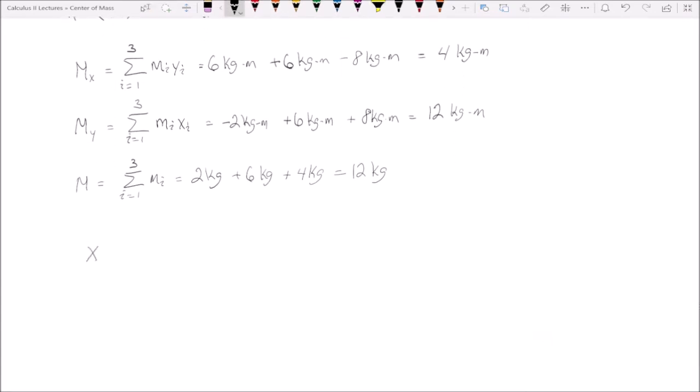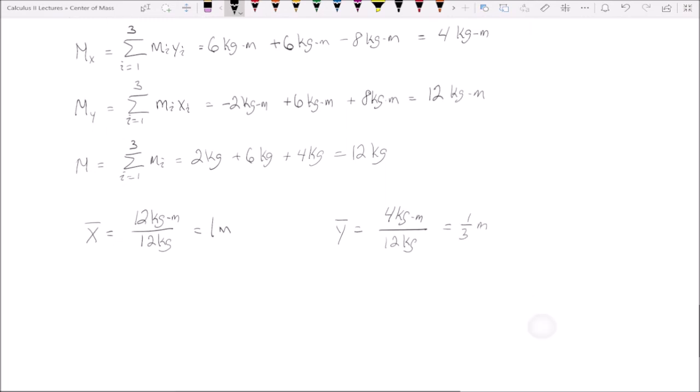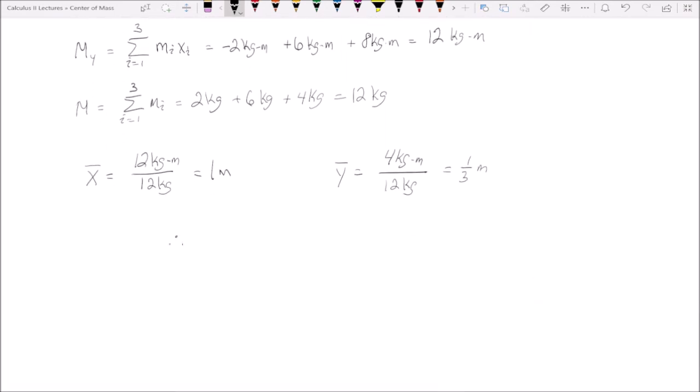So using those, x bar, 12 kilogram meters divided by 12 kilograms. So we get a location of 1 meter. Y bar would be 4 kilogram meter divided by 12 kilograms. So we get a third meter. So center of mass is the point 1, 1/3.